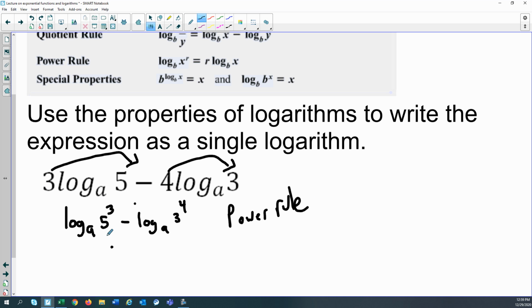Now if we use the quotient rule, that says that if we have subtraction, we can combine it down to just one, and make sure that this is going to be our numerator, that's going to be our denominator. So we have log base a of 5 cubed over 3 to the 4th. And that's getting us to a single logarithm. Again, you can multiply that out if you wanted to. But that's the idea of taking two logarithms and condensing it down to a single logarithm.